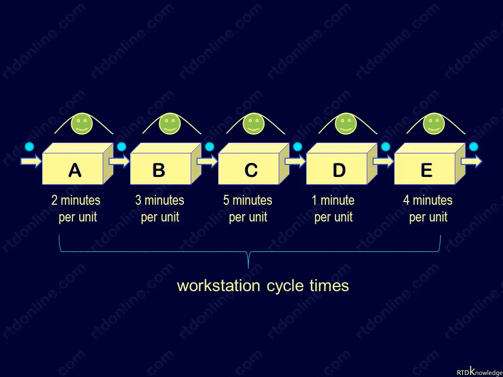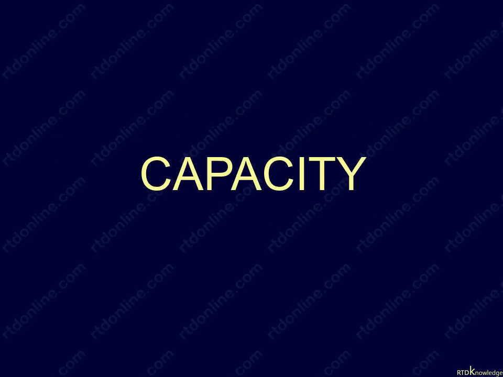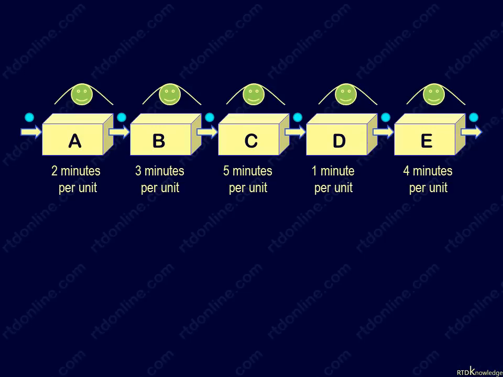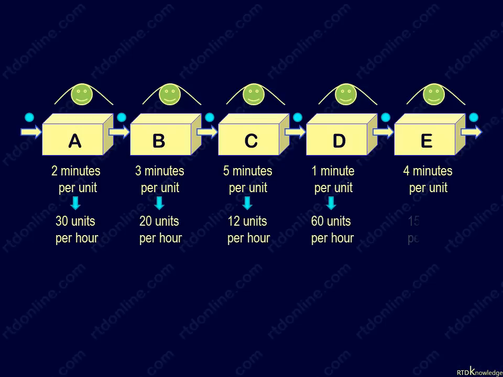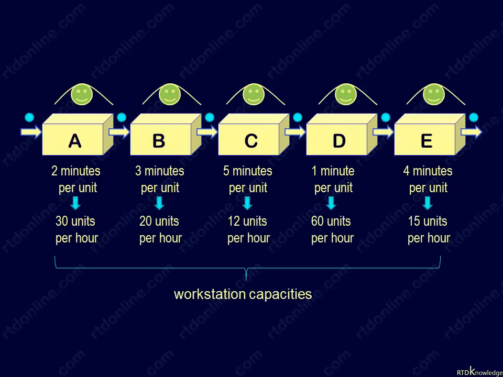By knowing the cycle time, we can now determine the capacity of a process or workstation. If workstation A needs 2 minutes to finish a unit, then it can produce 30 units in an hour. The number of units a workstation can process or complete per unit of time is its capacity. Capacity is just the inverse of cycle time. The shorter the cycle time, the higher the capacity. Workstation C, having the longest cycle time of 5 minutes, has the lowest capacity of 12, while D, having the shortest cycle time, has the highest capacity.